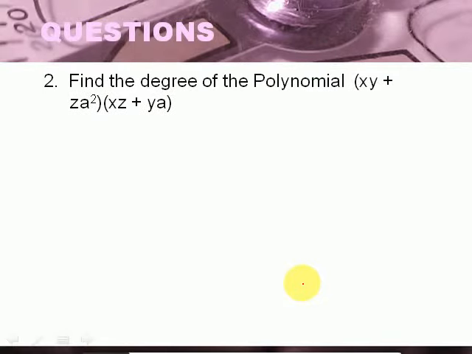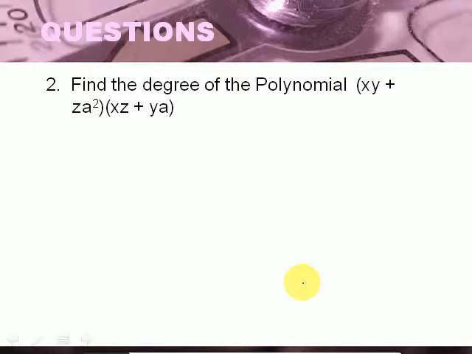Now let us practice some questions. My first question to you on degree of polynomials of multiple variables is this: find the degree of polynomial x plus y plus z a square into xz plus ya. Sorry, I repeat the question. It is xy plus z a square into xz plus ya. Pardon me for the mistake. Now, try out this problem, and if you are ready, check out the solution.